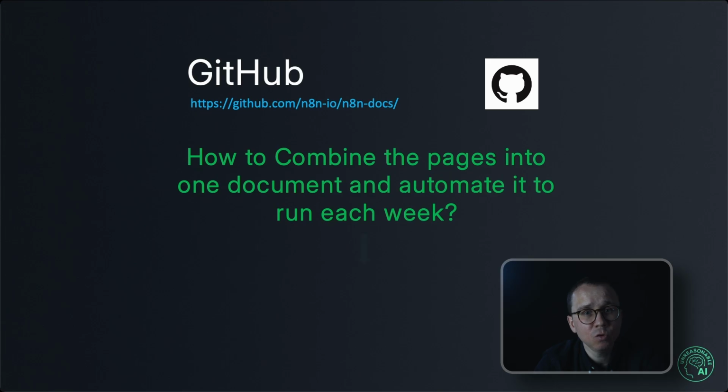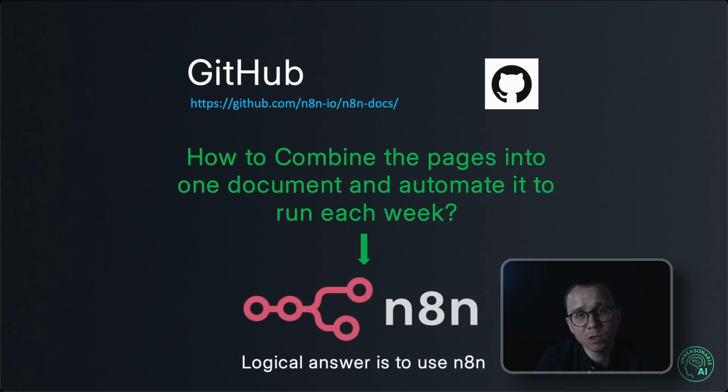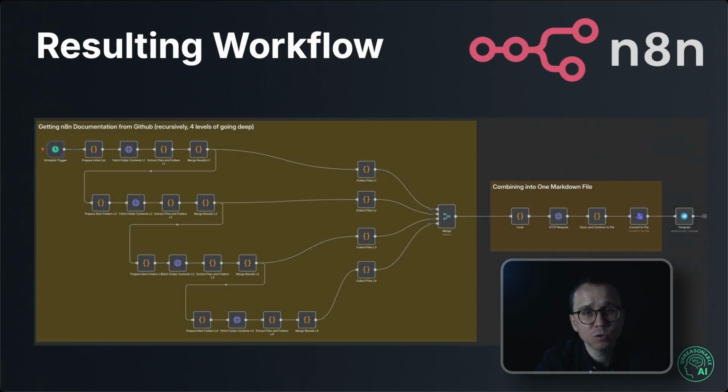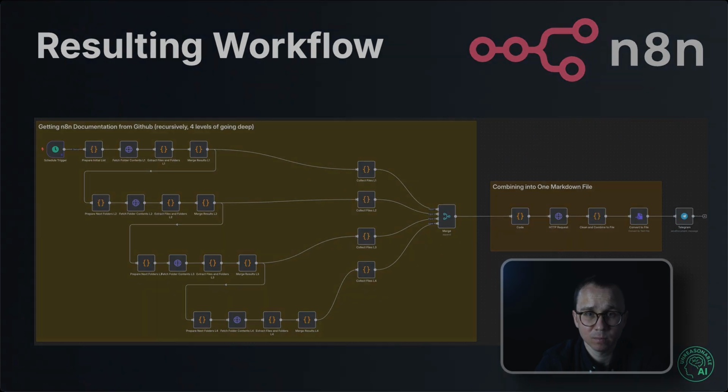To combine them into one markdown file, I built a workflow using n8n. Here's how the resulting workflow looks. This workflow connects to GitHub, navigates through the folders, finds the right files, downloads them, sorts them by topic, saves everything to a markdown file, and then sends it to me via Telegram. It is fully automated. No external tools are required.